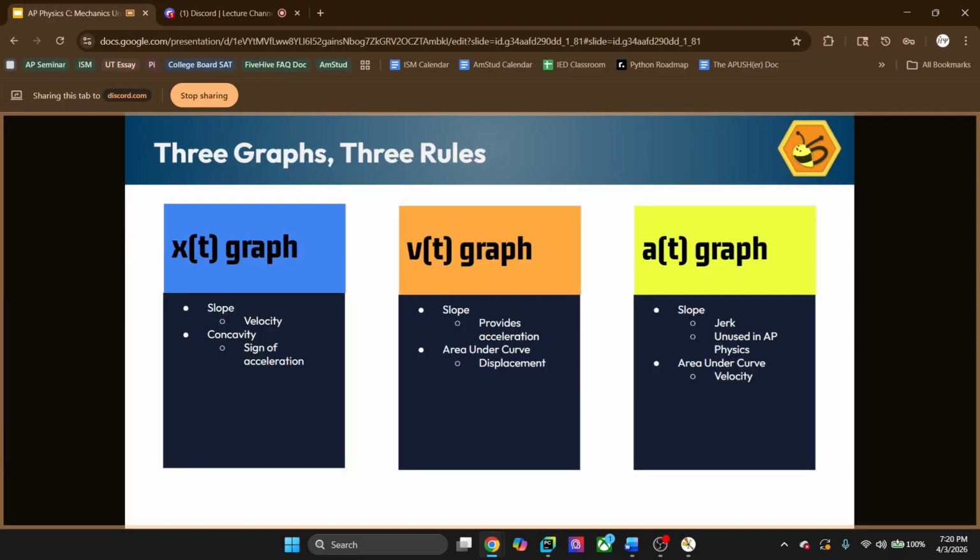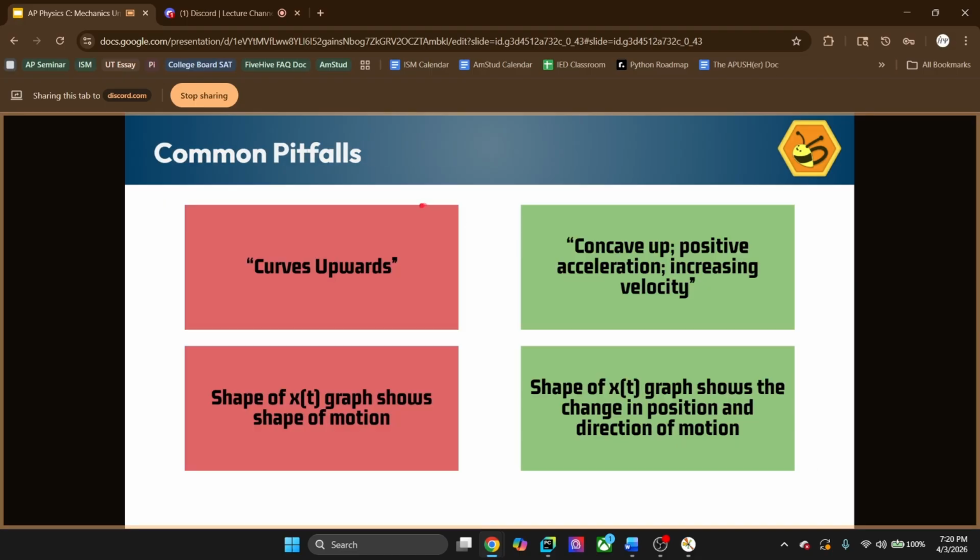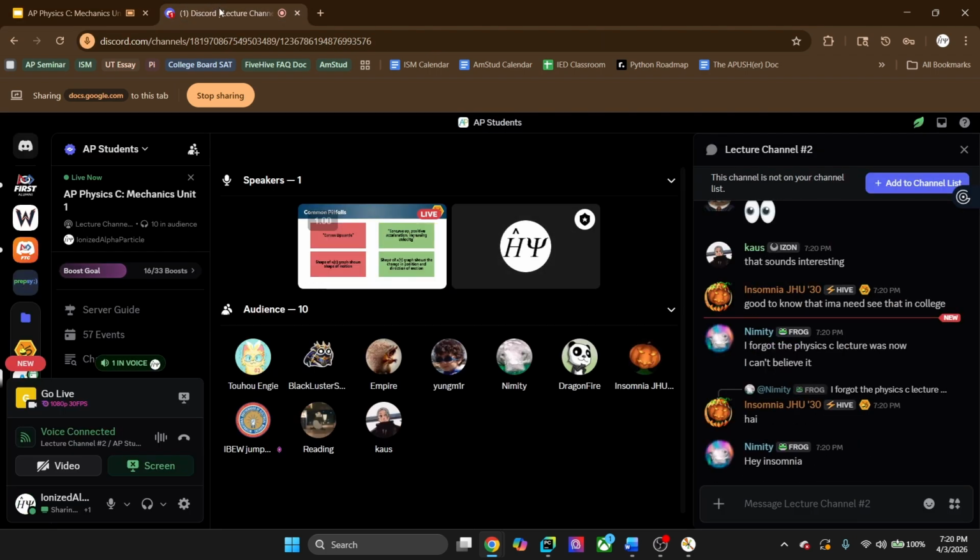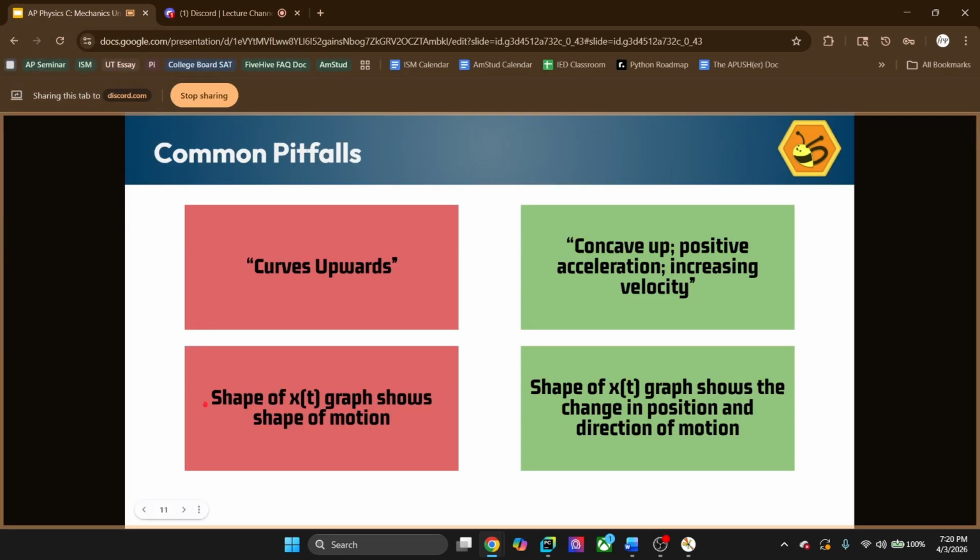Yeah. So that said, I'll move to the next slide. And here are some common pitfalls on FRQs, right? When you're describing graphs, never say it curves upward. That's super vague. What college will want you to do a lot of times is say concave up, positive acceleration, increasing velocity, that kind of thing. When you're describing position graphs, it's often thought that the shape of the position graph shows the shape of motion. Sometimes that's true, a lot of times it's not. It just shows you the direction of motion and what the change in position is. It's not going to show you what the shape of the motion is.